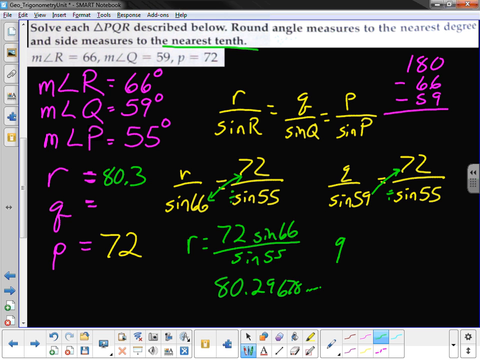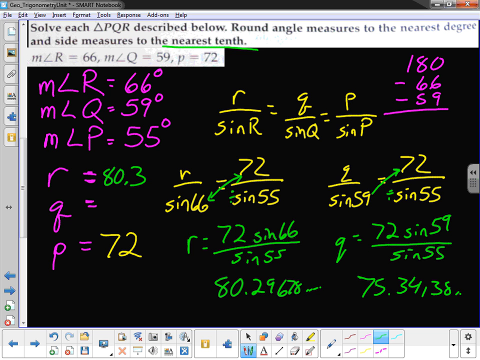Side Q is going to be 72 times the sine of 59 divided by the sine of 55. When I put this into the calculator, I'm going to talk you through exactly what I do. 72 times sine 59. I have to close a parenthesis on my calculator so it knows 59 is where I stop. Then I divide it by the sine 55, and again I close the parenthesis. Every time I put sine down, my calculator gives me an opening parenthesis, so I have to close it to make sure it doesn't divide something else out. When I do that, I get a value of 75.34138, on and on.